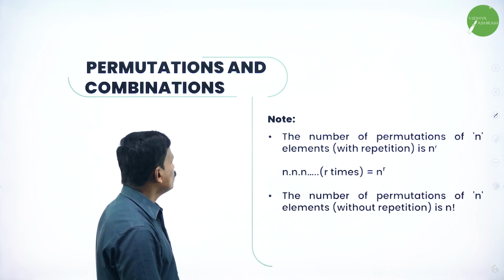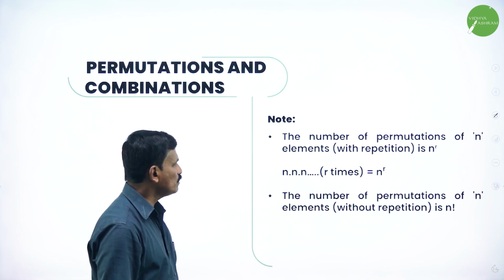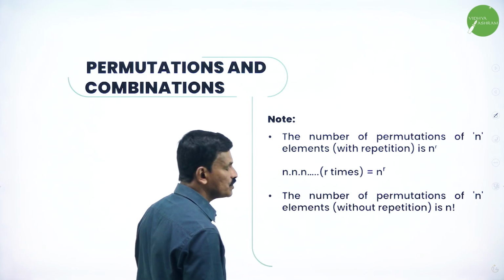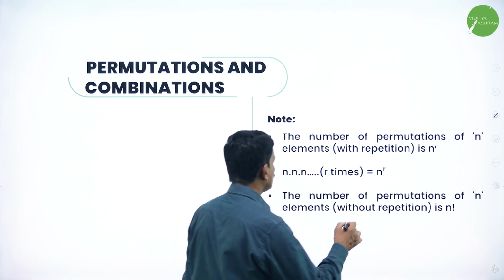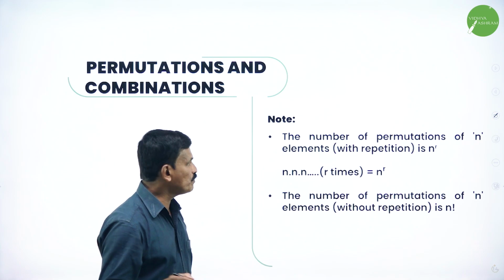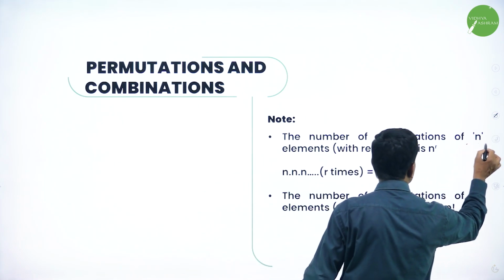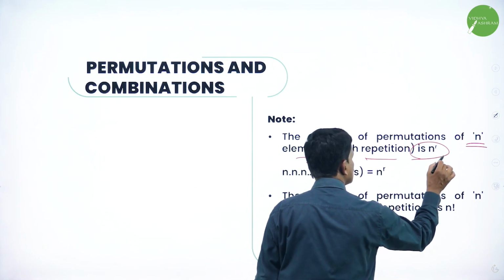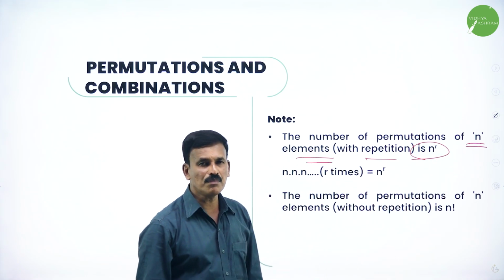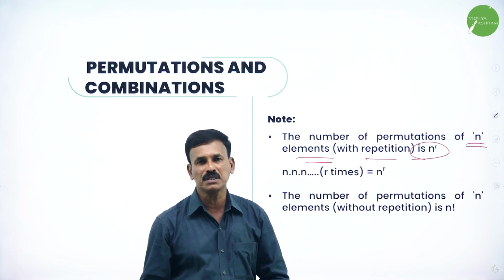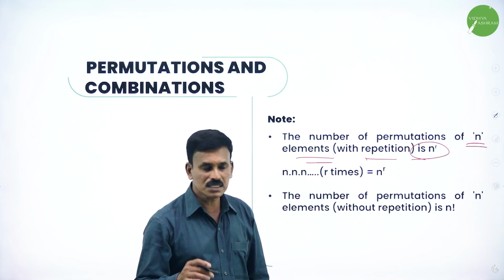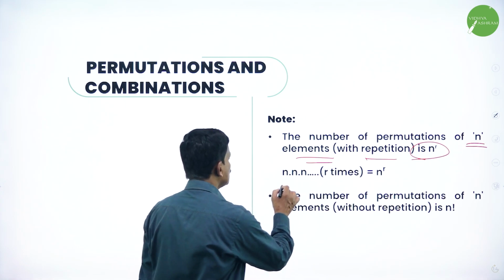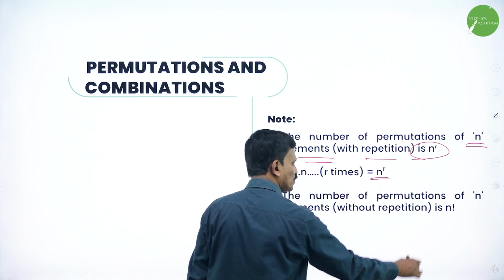Next, the number of permutations of n elements with repetition is n to the power of r, that is n into n, r times, which is nothing but n to the power of r. The number of permutations of n elements with repetition can be calculated using n to the power of r.